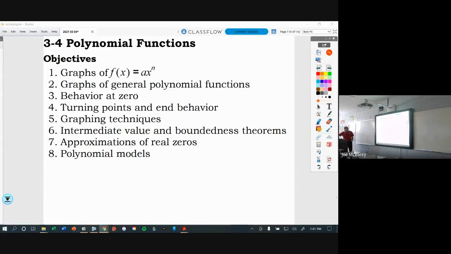A new concept up there is the intermediate value theorem. We will not get to that today. We will use the calculator to approximate real zeros and polynomial models. Again, when you see the word models in math, that means it's the word problems involving polynomial functions.